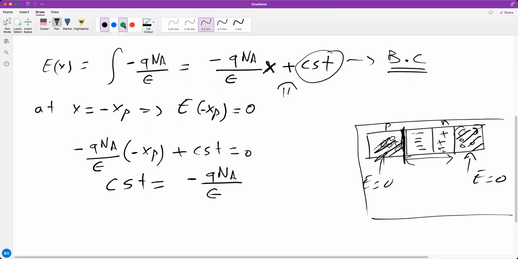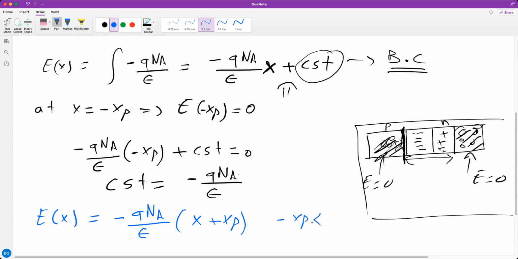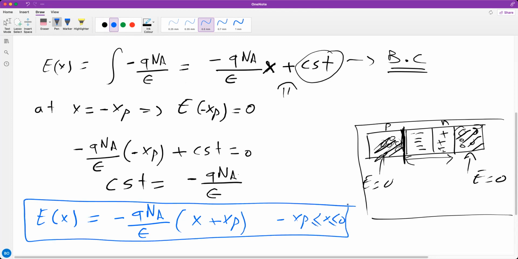This means that the electric field is equal to minus QNA over epsilon times (x plus xp) when x is between minus xp and 0. This is a very important quantity.